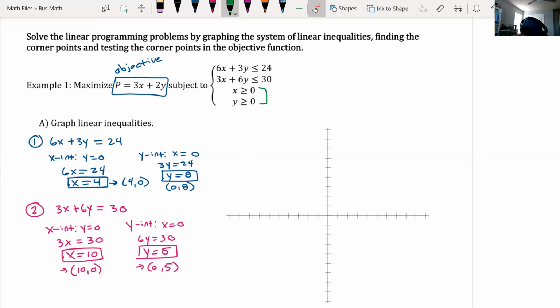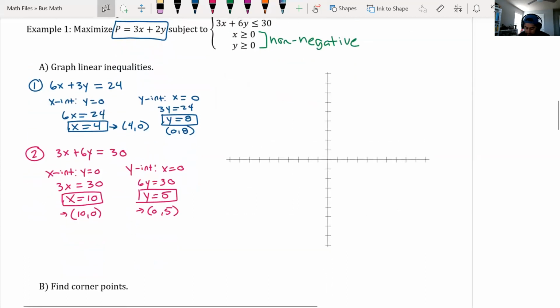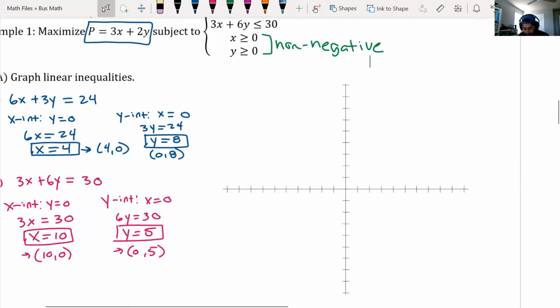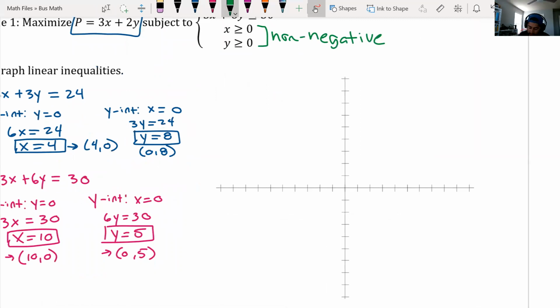So these are the non-negative restrictions. And basically what that means is you just focus on what's going on in the first quadrant after we graph everything, of course. Okay, so next is we graph after we have these x and y intercepts.